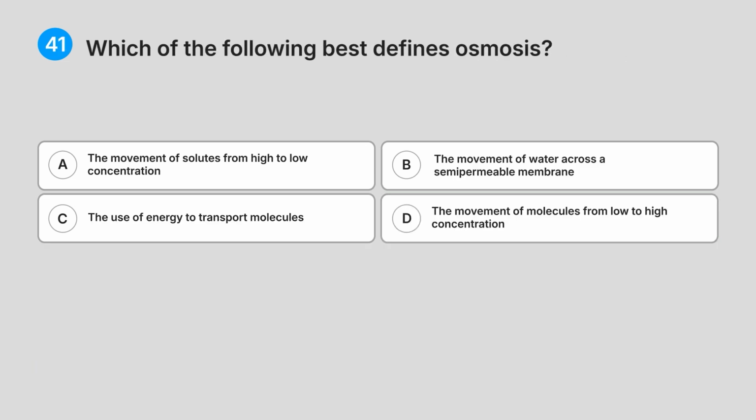41. Which of the following best defines osmosis? A. The movement of solutes from high to low concentration. B. The movement of water across a semi-permeable membrane. C. The use of energy to transport molecules. D. The movement of molecules from low to high concentration. Do you know the answer?